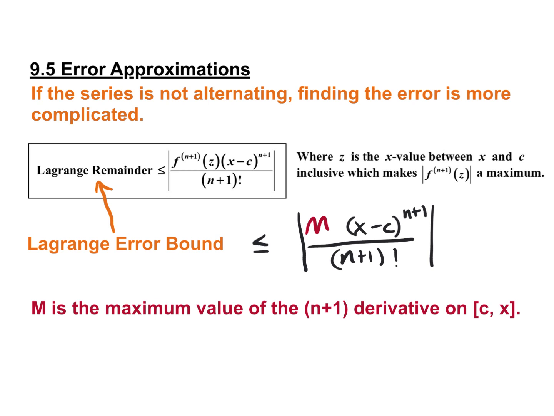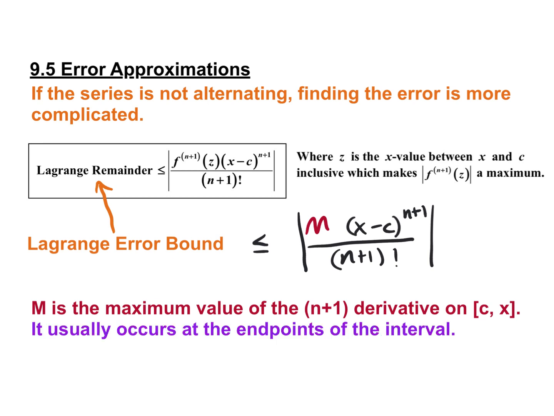So most of the time, what these problems boil down to is finding that maximum of the next term. Here's a hint. It doesn't always happen, but it happens a lot of times. It usually occurs at the endpoints. Not always, but you're going to check the endpoints of that interval and see, what's my derivative here? Is it as big as it can be? Most of the time, that's what's going to happen. So let's go through some examples.